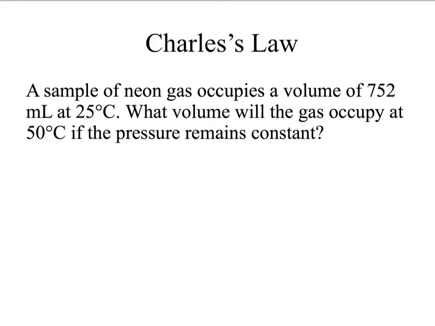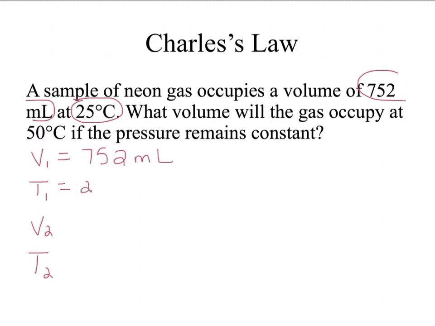So I always recommend start out the problem by writing out your variables. So you have V1, T1, V2, and T2. Your first volume is 752 milliliters. Your first temperature is 25 degrees Celsius. Your final temperature is 50 degrees Celsius. And we are trying to find your final volume.